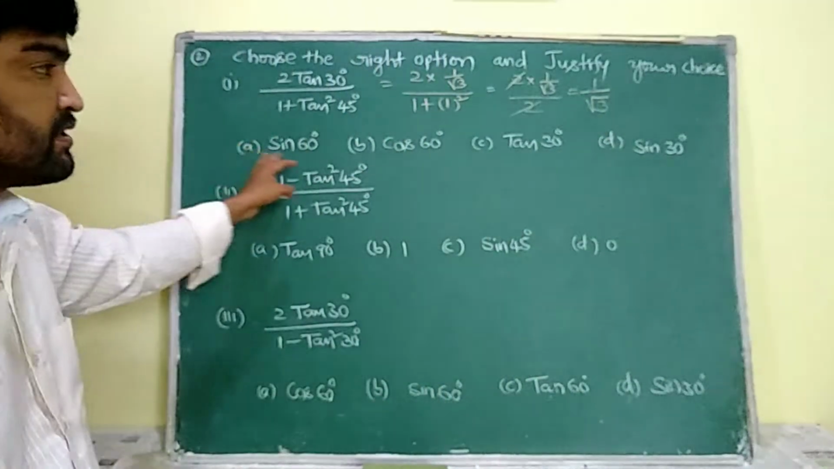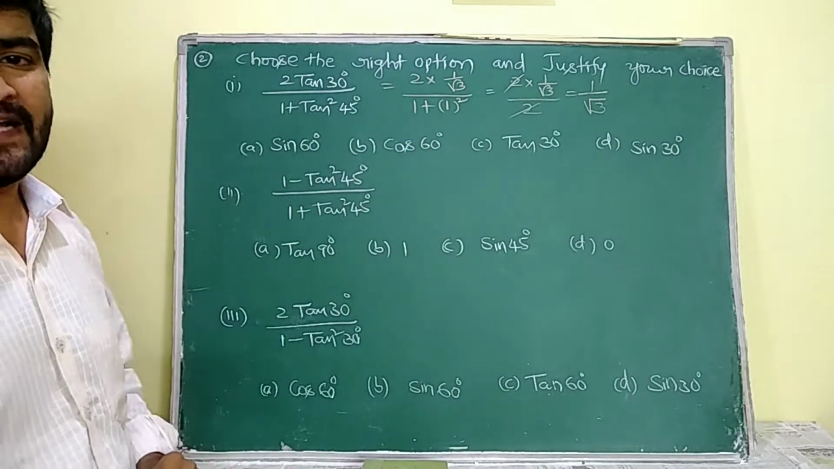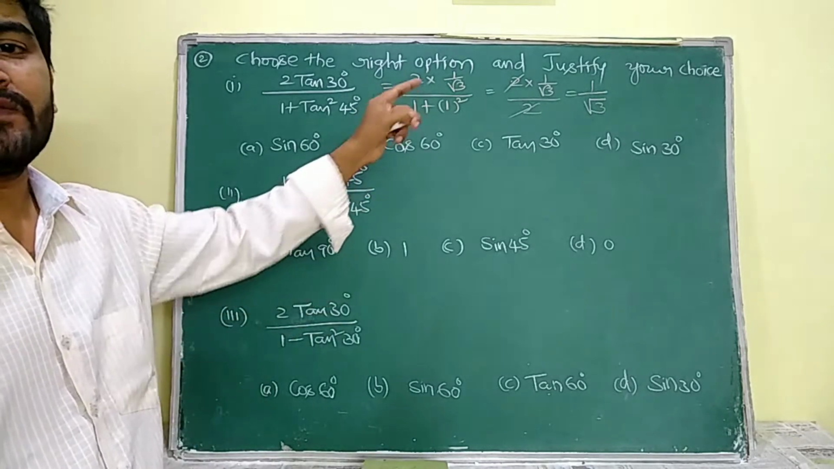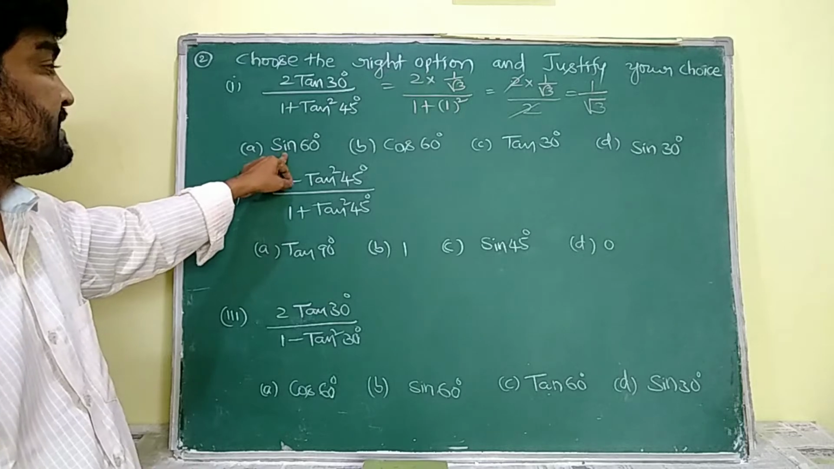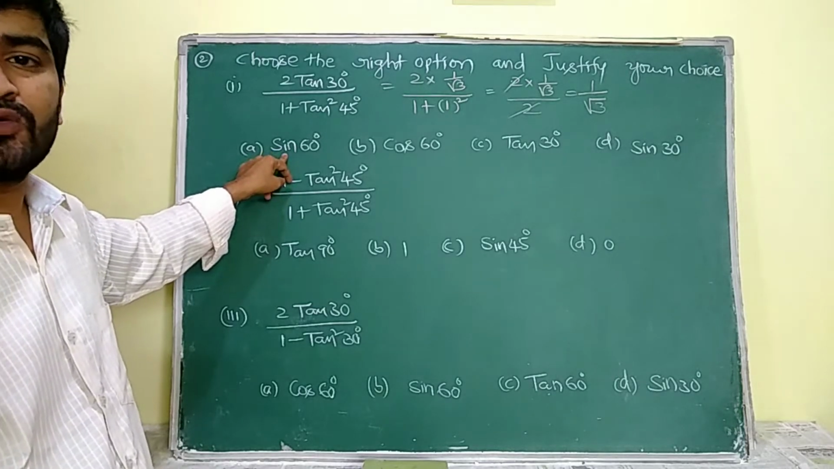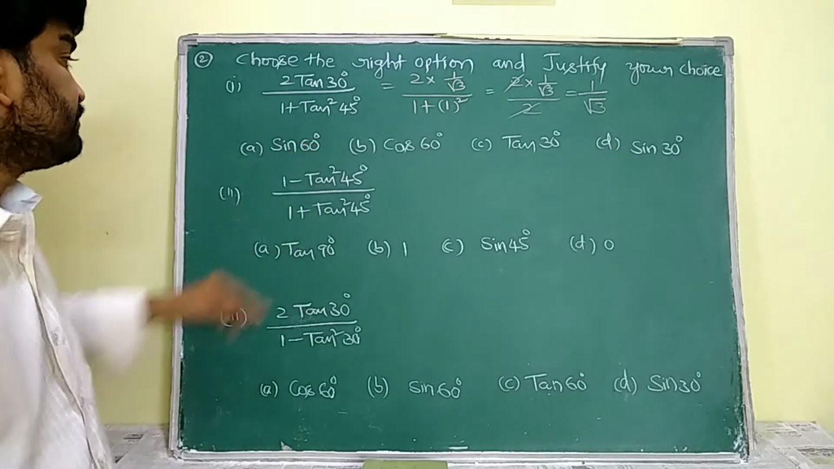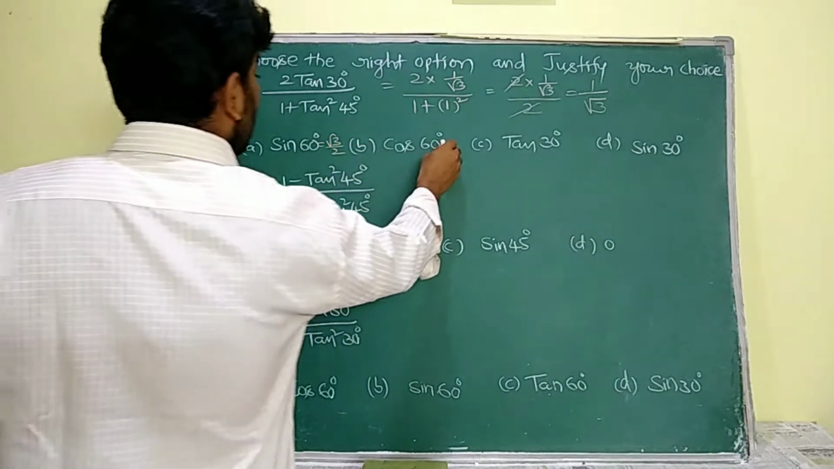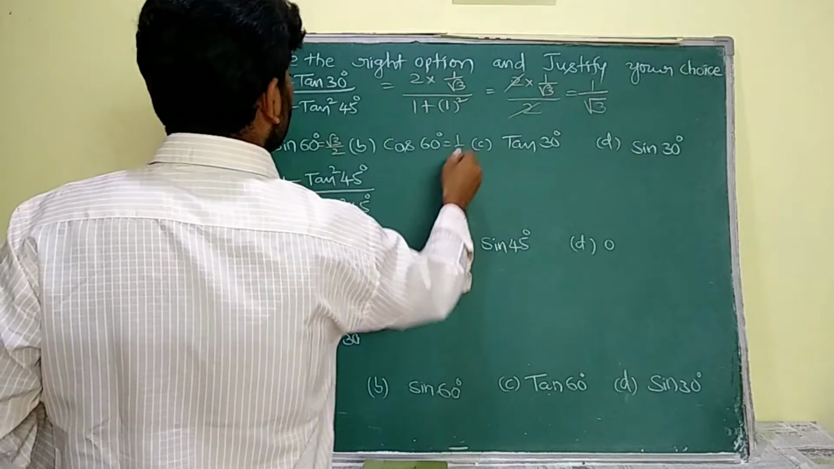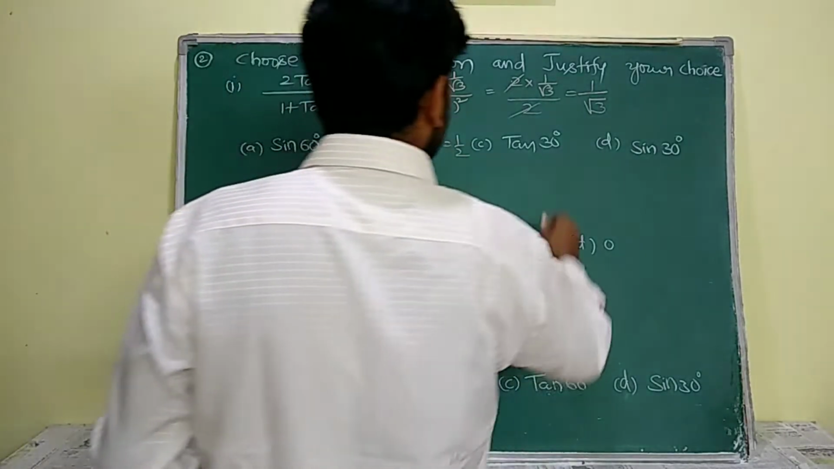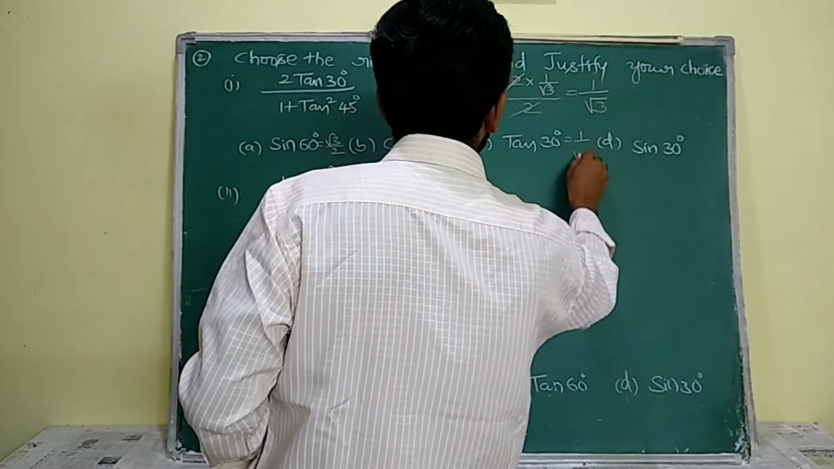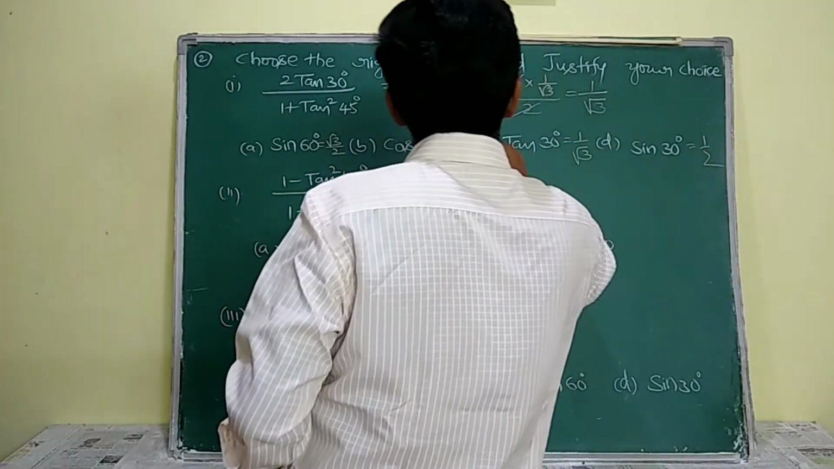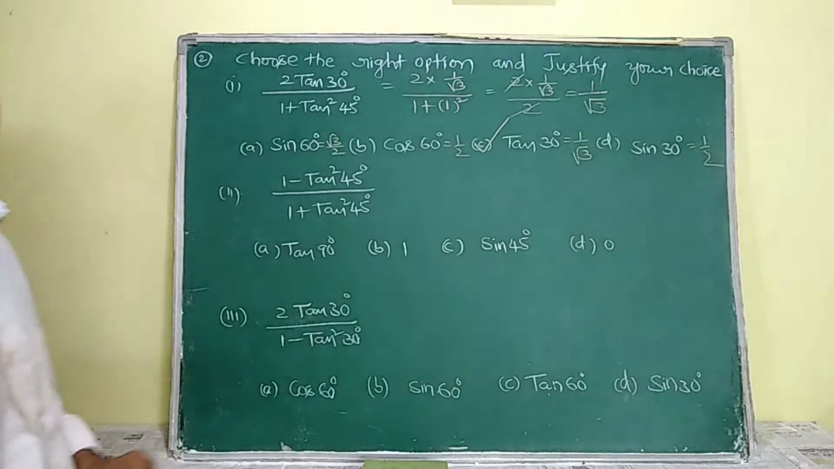See, but in the options there is no 1 by root 3 directly. So we have to choose the equivalent value of 1 by root 3. Sin 60 is root 3 by 2, so this is not our option. Cos 60 degrees is equal to 1 by 2. This is also not our option. Tan 30 is equal to 1 by root 3. Sin 30 is equal to 1 by 2. So this is our required option.